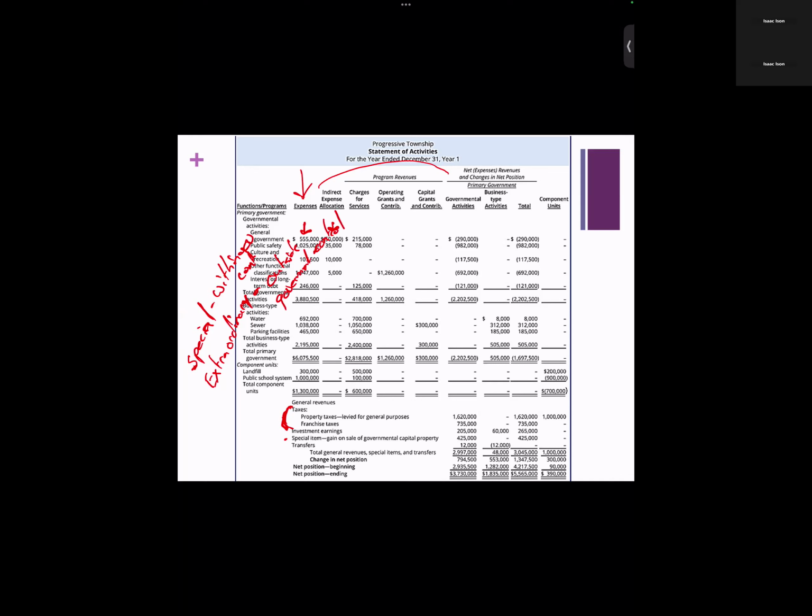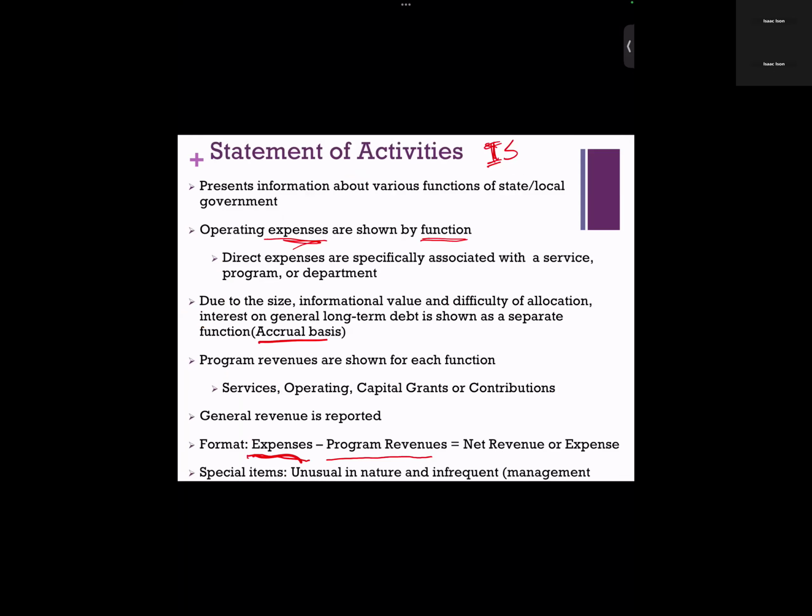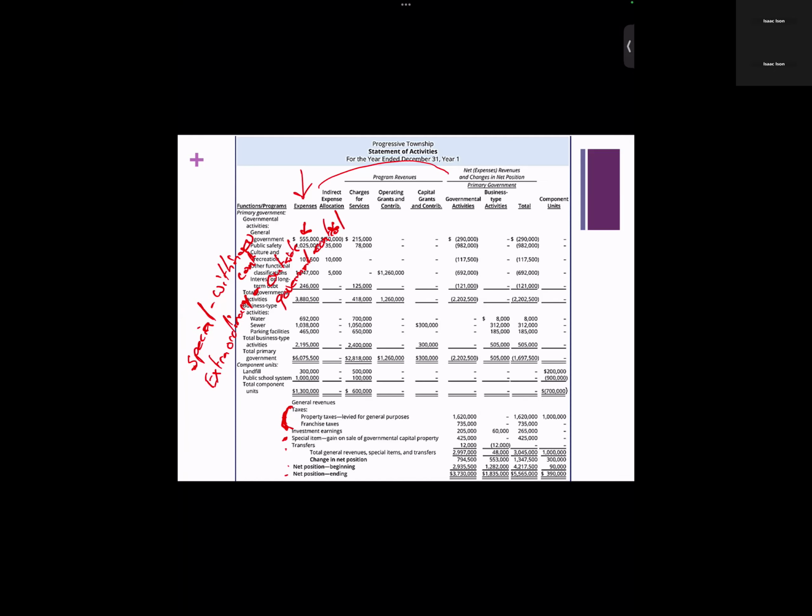Okay, and so these special or extraordinary items, we don't have that designation in for-profit accounting anymore, but we still do have it in governmental accounting. Okay, then we have transfers, net position beginning, net position ending. So that's your general format. So just make sure you have this: expenses minus program revenues equals net revenue or expenses. General revenues come down below, and then special items are below the general revenues.